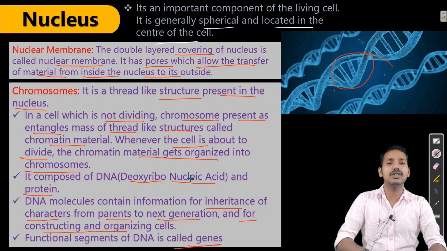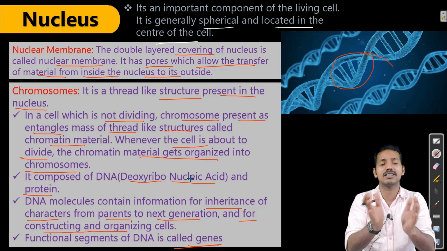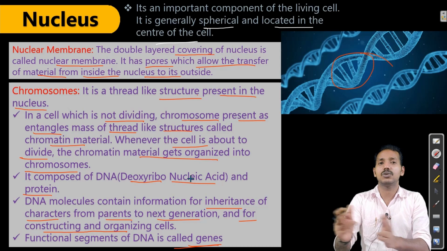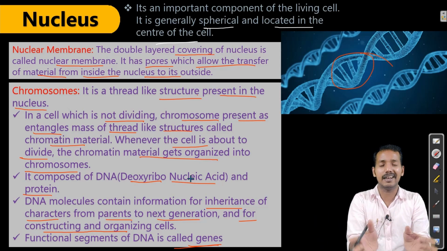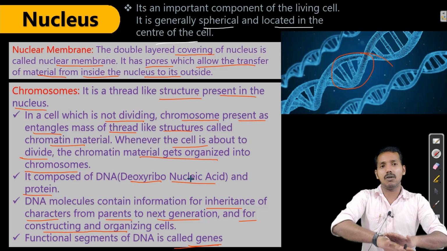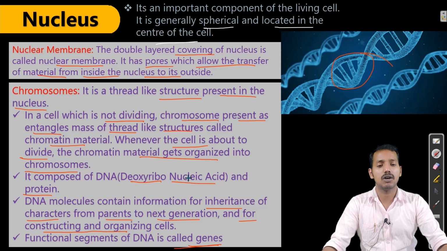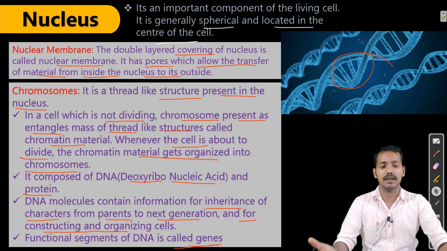On the basis of this structural organization of the nucleus, the organisms are classified into two categories that we are going to discuss. Not only on the basis of the structural organization of the entire cell, but mainly on the basis of nucleus organization, or how nuclear material is organized.